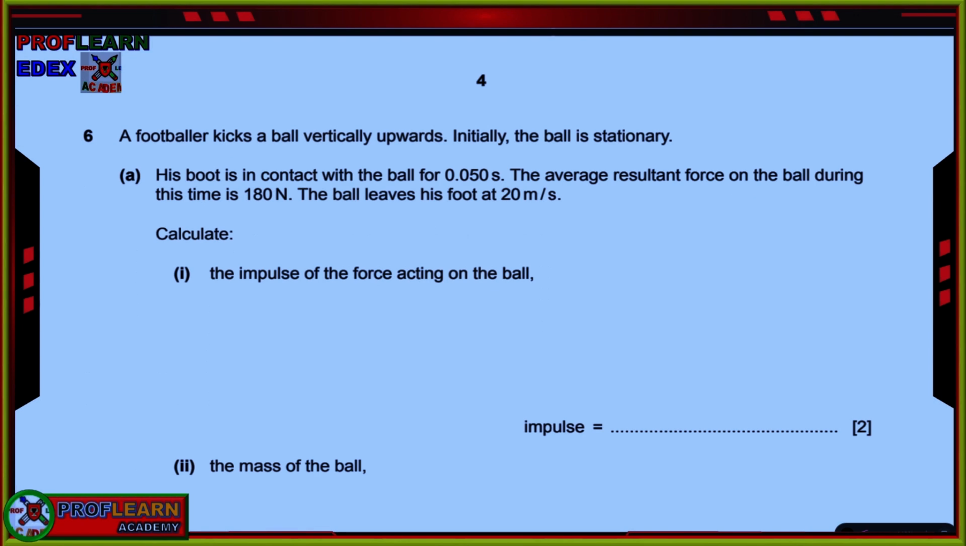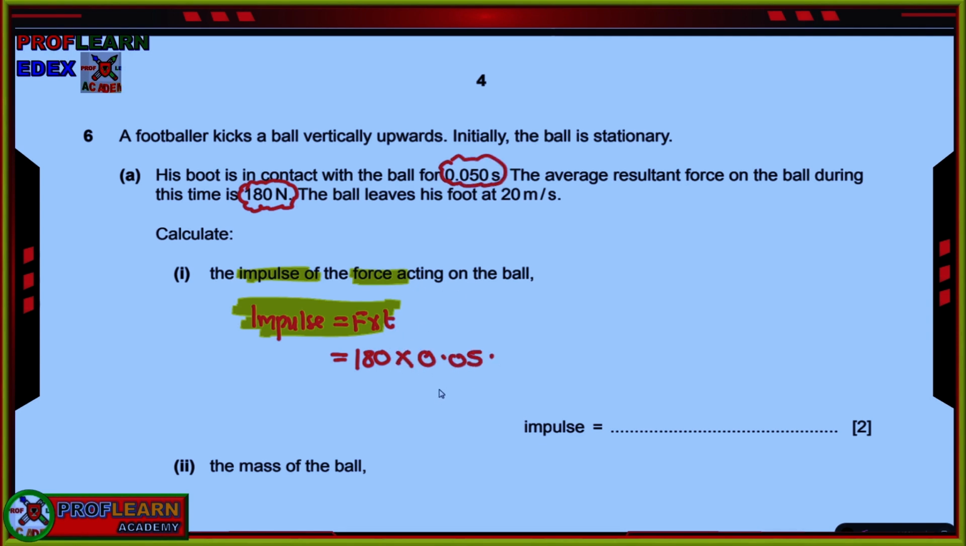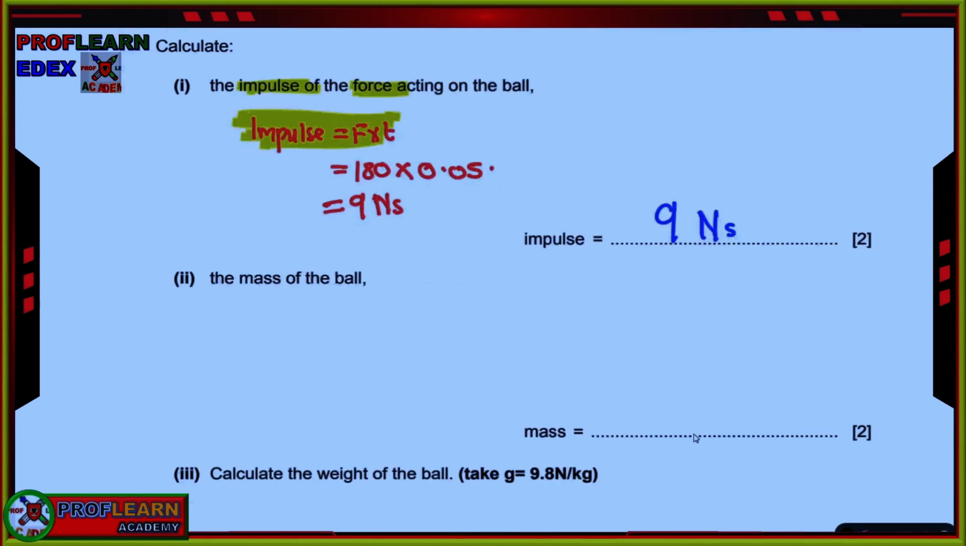Remember, impulse can be calculated from force times time. So we can use the information provided in this case, and the most appropriate formula we are going to use is this one, because we know the force and we know the time. If we work it out, we get our answer equivalent to 9 newton seconds as the impulse.